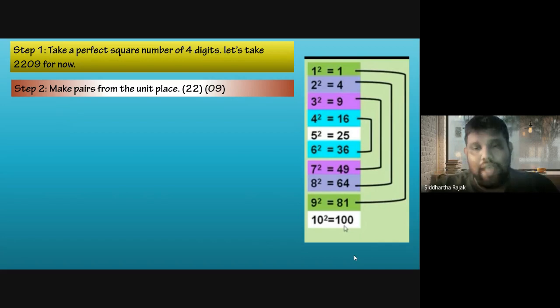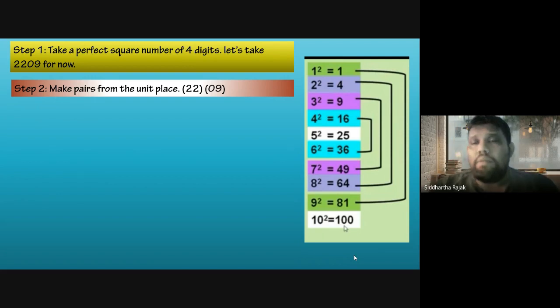And 3 squared is 9, 7 squared is 49, that also ends with 9. The same applies for 4 squared and 6 squared, which are 16 and 36, which ends with 6. And 5 squared is 25, right? And 10 squared is 100.